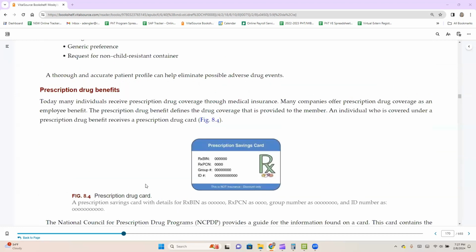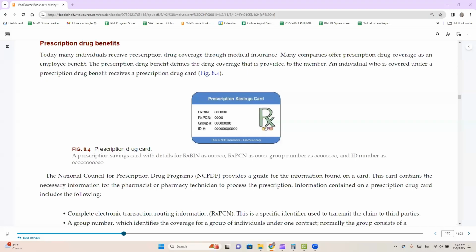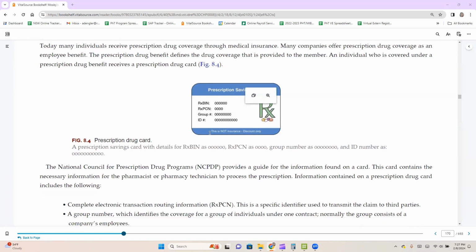Today, many individuals receive prescription drug coverage through medical insurance. Many companies offer prescription drug coverage as an employee benefit. The prescription drug benefit defines the drug coverage that is provided to the member. An individual who is covered under a prescription drug benefit receives a prescription drug card. So here are the four things you need to process a prescription: the RX bin, the RX PCN, the group number, and the ID number.